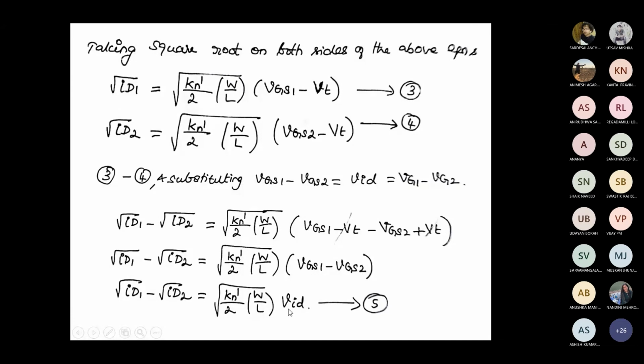So now we have the fifth equation as root ID1 minus root ID2 equal to root of Kn dash by 2 W by L into VID. So now we brought this relation in terms of VID and the drain current. So you can write down the fifth equation. Okay, taking the fifth equation.